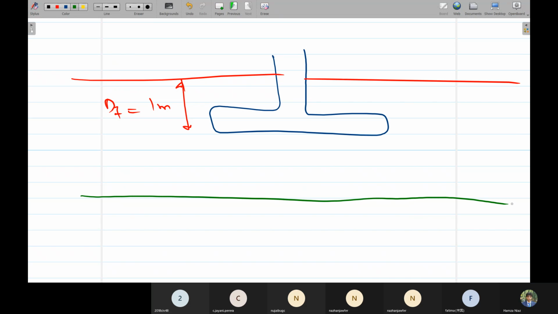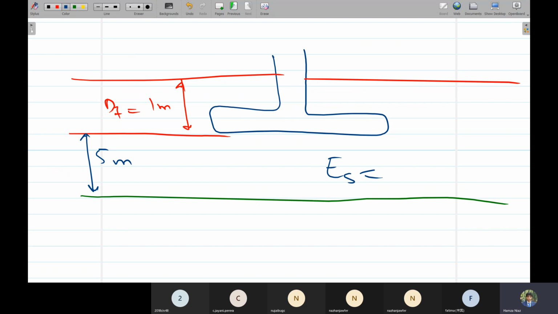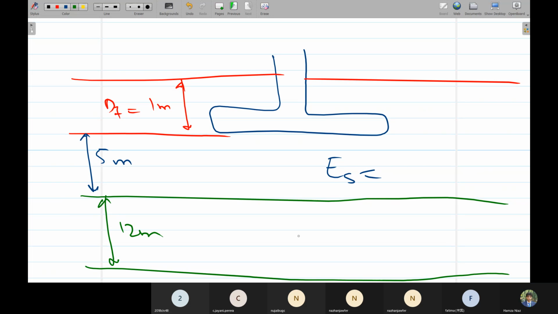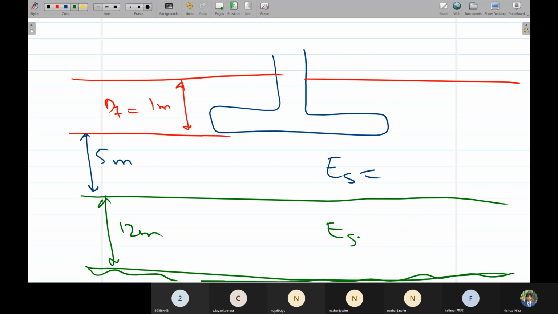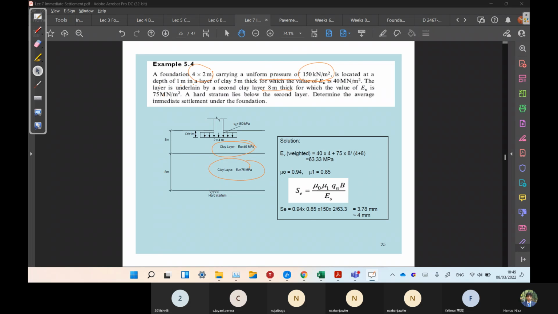Below the foundation, we have 5 meters of clay with a certain Es value, and after this we have 12 meters of another clay with a different Es value, and rock at the bottom, an incompressible layer. The Es values are 75 and 40. This one has 40, this one has 75. This is given. With the uniform contact pressure, we have to determine the average immediate settlement.